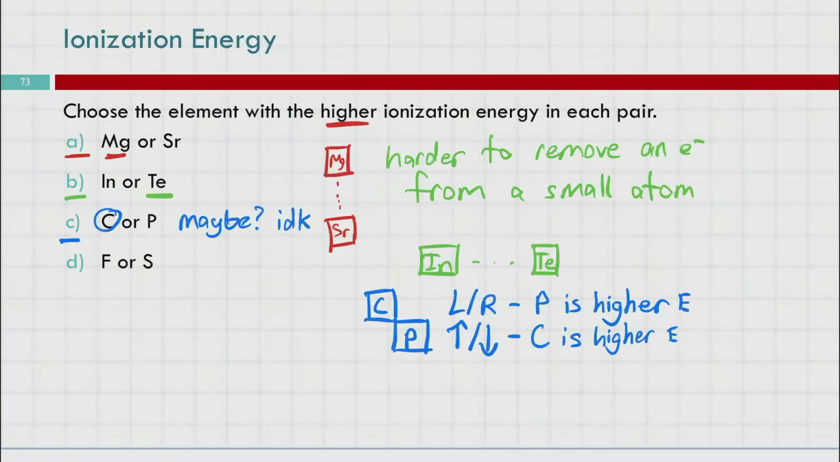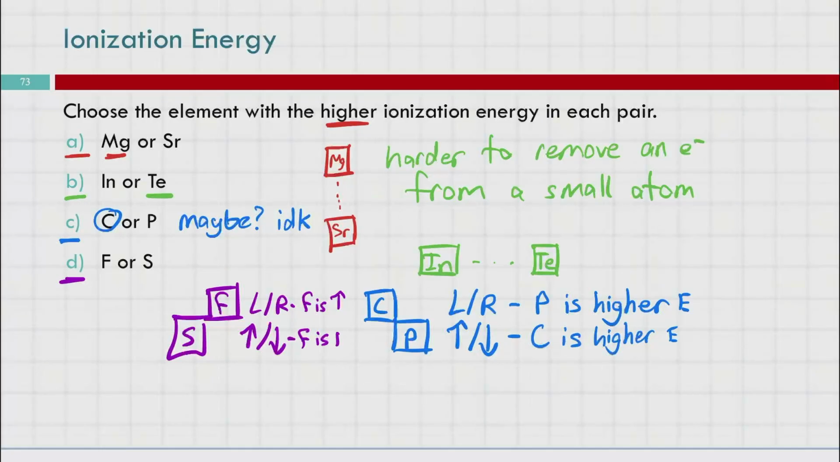So I wouldn't expect you to be able to make a guess about that even. And then for fluorine and sulfur, F and S, we've got left, right, fluorine is greater. And if we're looking at the top down trend, fluorine is greater. So we're getting fluorine.